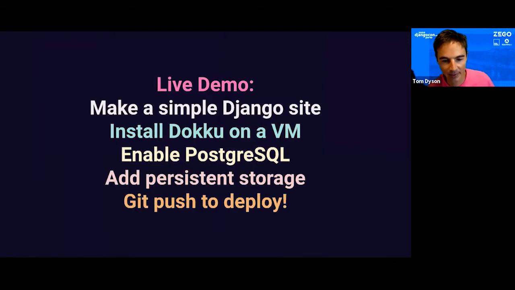And we just ran git push to deploy. So making a simple Django site is what you do normally. Installing Docker and the Postgres things are one time only. After that, the persistent storage is probably for each app, and then the git push to deploy is what you do for all your apps afterwards.